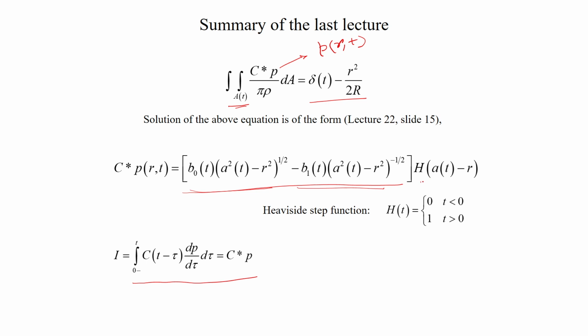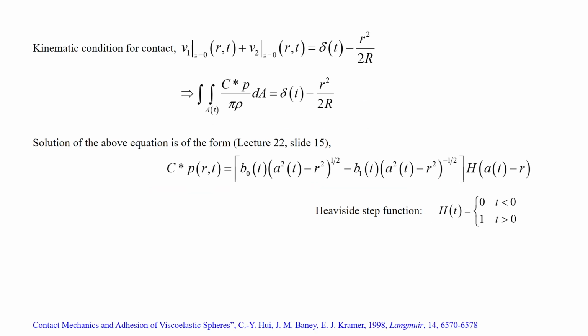This is a Heaviside function, a step function, and it means that for r less than a(t), this quantity is equal to 1, and for r greater than a(t), this quantity is 0. So in essence we have defined this function within the area of contact, that is all it means. We will substitute this expression into this integral equation in order to obtain delta(t) and also get expressions for B0 and B1.